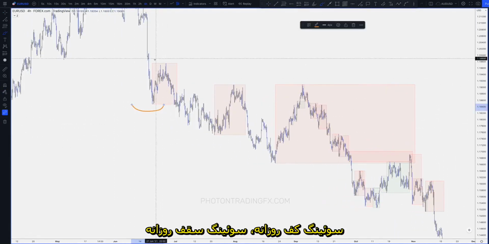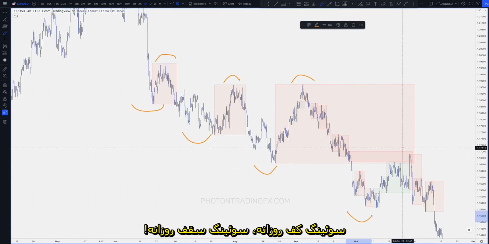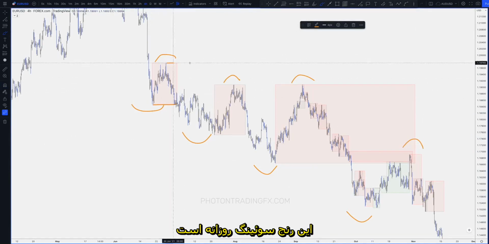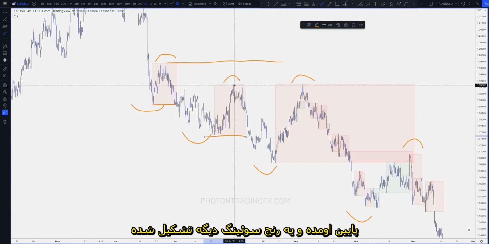So it's daily swing low, right? Daily swing high, daily swing low, daily swing high, daily swing low, daily swing high, daily swing low, daily swing high. And you see how it's just each range, right? That's your daily swing range, right? It comes down. You got another daily swing range, and it comes down.